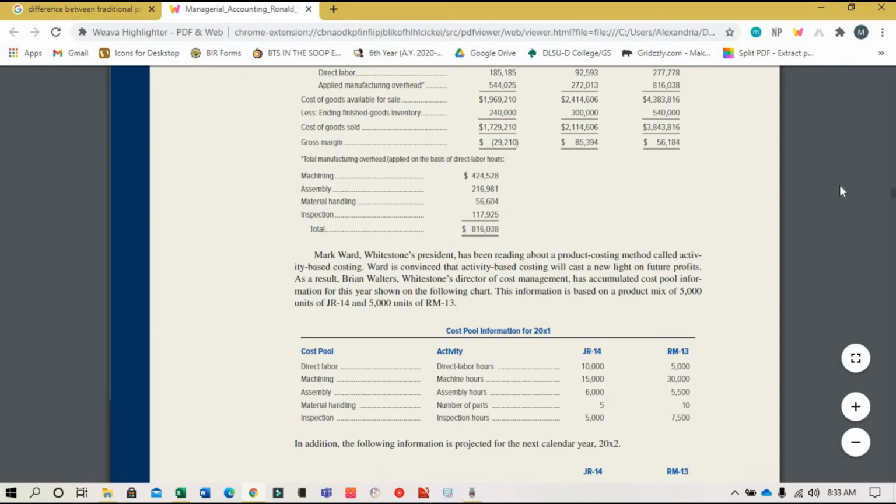So for JR14, the direct labor hours is 10,000. Its machine hours is 15,000. Its assembly hours is 6,000.